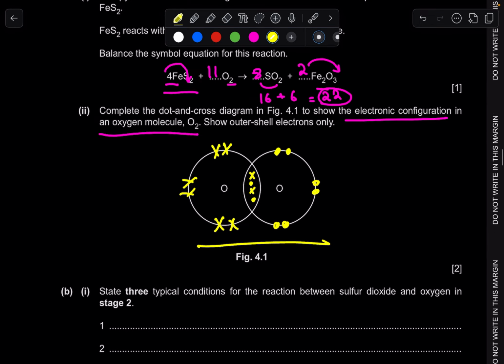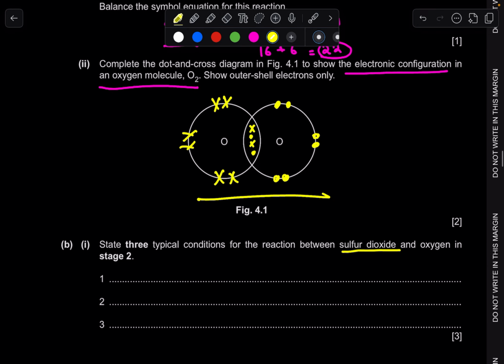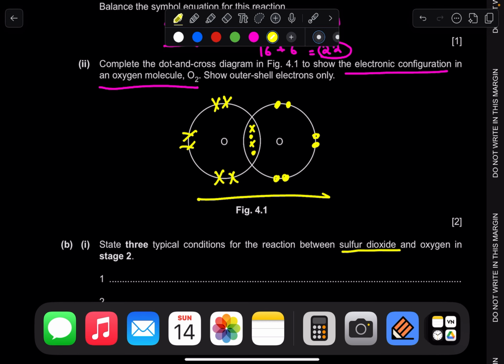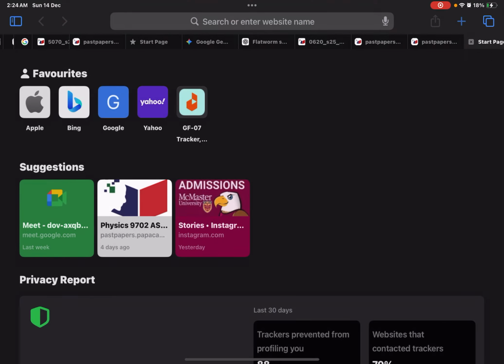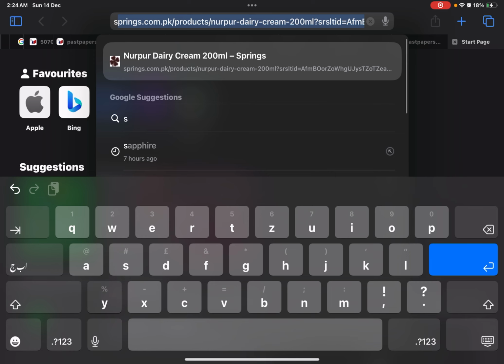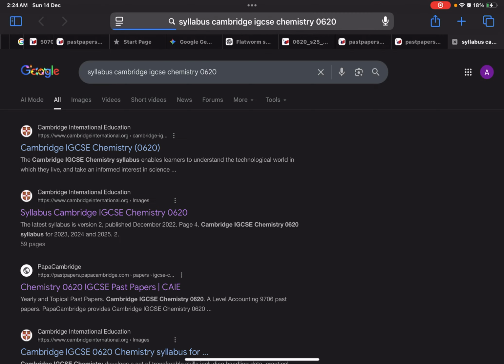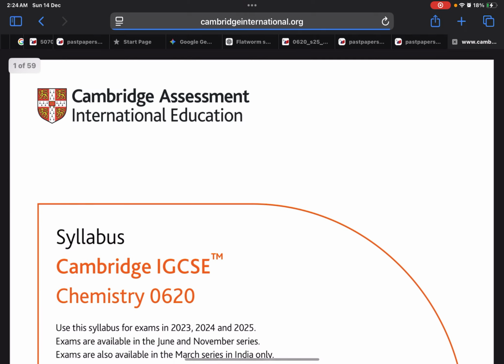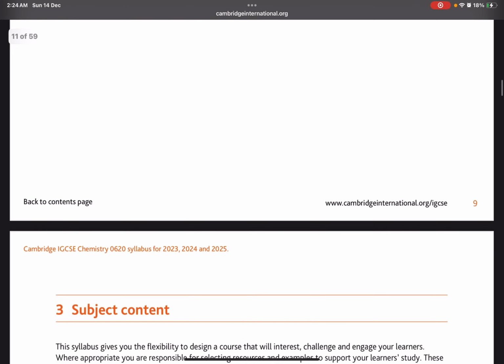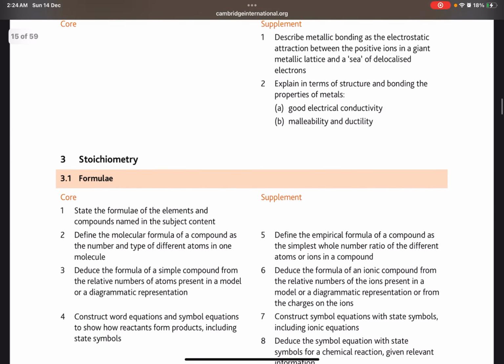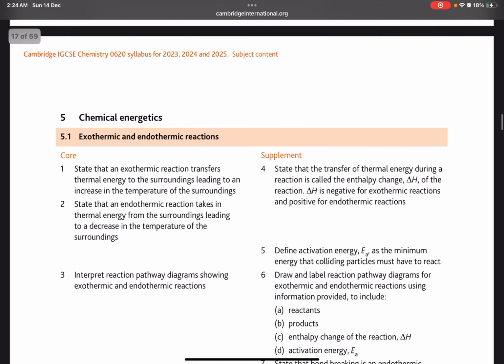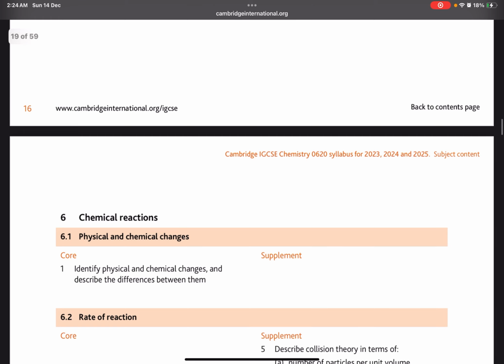Okay, state the 3 typical conditions for the reaction between sulfur dioxide and oxygen in stage 3. Firstly, the 3 typical conditions are listed in your syllabus, Cambridge IGCSE. It's all mentioned in the syllabus. You have to learn it from the syllabus. The best thing is to learn it from the syllabus. I'm going to show you where this is listed. Basically in the metallic bonding. No, it's in the chemical energetics chapter.